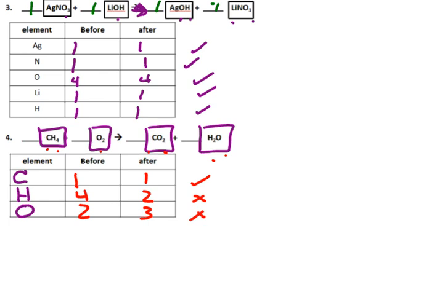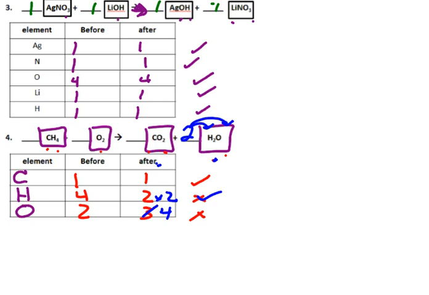I can fix the hydrogen problem by multiplying by 2. 2 times 2 would be 4. I need 4 hydrogens on the after side. On the after side, hydrogens inside this square, so I'm going to multiply by 2. This has fixed the hydrogen. 2 groups of 2 is 4. It is now 2 O's plus these 2 is 4. My oxygens still don't balance.